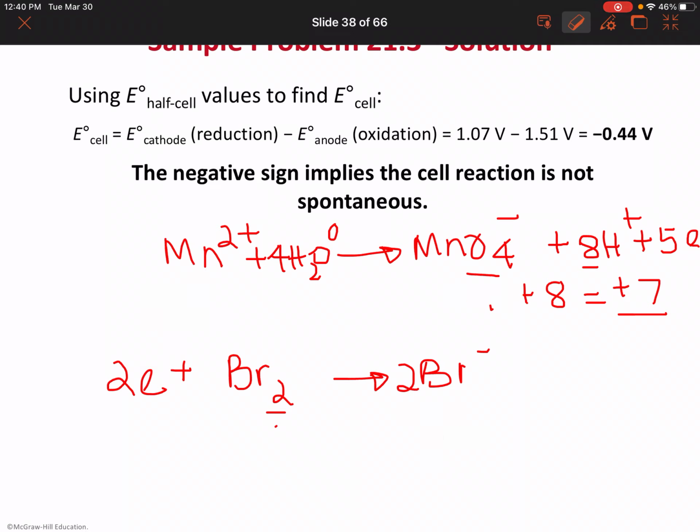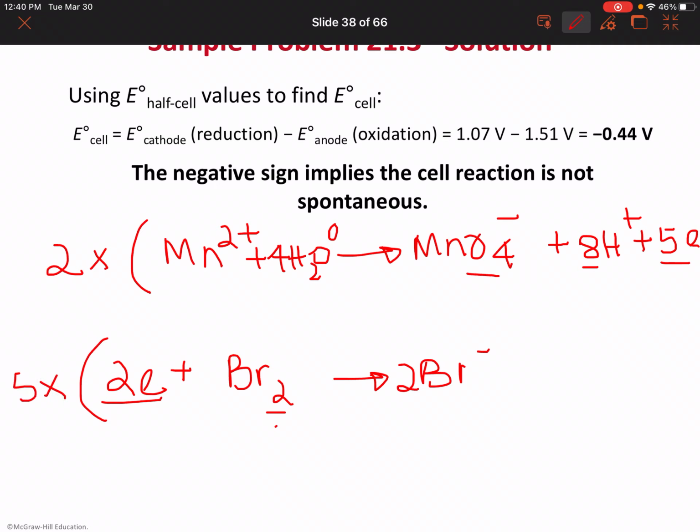Now the next step: we figured out our two half reactions, and we need to add them up. When we are adding them up, we want to make sure that our electrons are balanced. There are 5 electrons in the oxidation, 2 electrons in the reduction. So what do we need to do? We need to multiply the manganese equation by 2. So 2 times 5 is 10. So this needs to be multiplied by 5. 5 times 2 is 10.